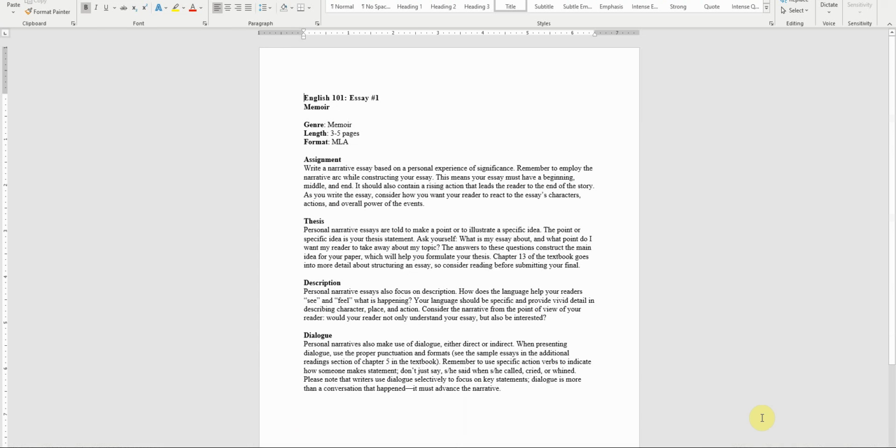Okay, so for all of the major writing assignments in this course, the documents are going to look fairly similar. At the top of the document, you will have the basic information. Notice here that I've written memoir, so again, it's a personal narrative, which is a memoir. They're essentially the same thing. The length will be 3 to 5 pages. That will be the length for all of the major essays in this course, and the format is MLA format.